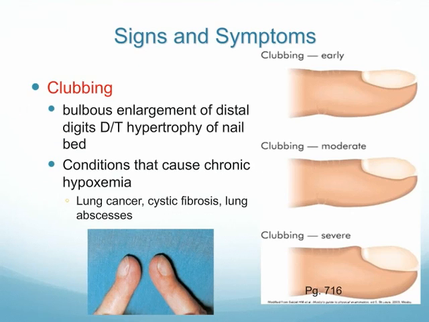If a patient has a condition that causes a chronic hypoxia, so the patient's chronically hypoxic, what can happen is we can get a hypertrophy of the capillary network in the nail bed, and that causes clubbing, where the tip of the finger tends to expand outward and it turns into kind of a club. So you look at the early stage there, that's more of a normal looking nail, and you move on down to the severe, and you can see how the tip of the finger has become very bulbous, and that's the result of this hypertrophy of the vasculature.